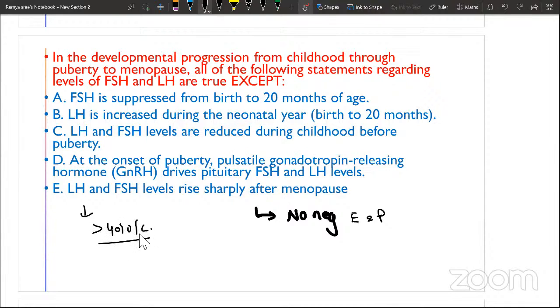I strongly recommend that you should also know the level of FSH and LH, because many exams have given the levels of FSH and LH and they try to ask an MCQ. Right. So E, I didn't have a doubt. Let me go to the D option. At the onset of puberty, pulsatile GnRH drives pituitary FSH and LH. How many of you agree with option D?